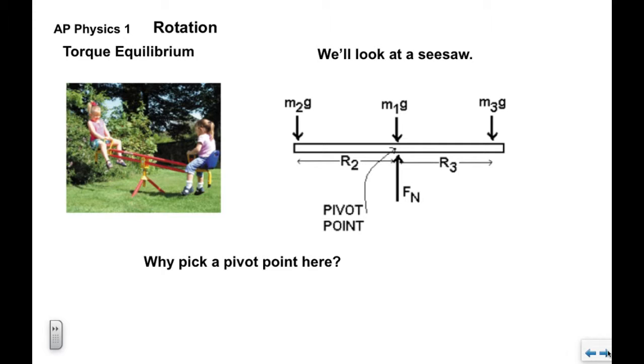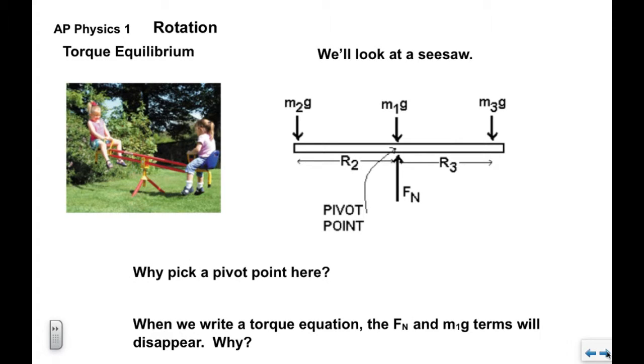But now we're going to write the torque equation, so we've got to pick a pivot point. Why would this be a useful pivot point? Okay, this is definitely the best place to pick for the pivot. Not only does the seesaw actually rotate around that point, but we also have two forces there, Fn and M1G, and when we write the torque equation, they will both disappear. They won't appear in the torque equation because they are at the pivot point, so their R's would be 0.